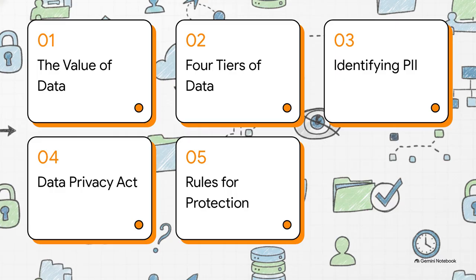Okay, let's dive right into this. Here is our roadmap for today. 1. The value of data. 2. 4 tiers of data. 3. Identifying personal information. 4. The Data Privacy Act. And 5. Practical rules for protection. Let's get to it.